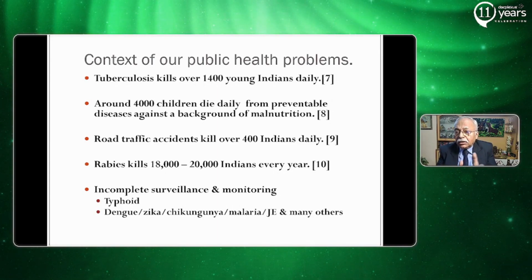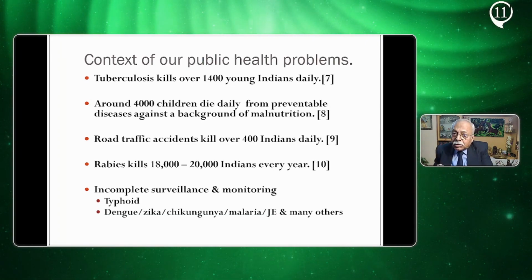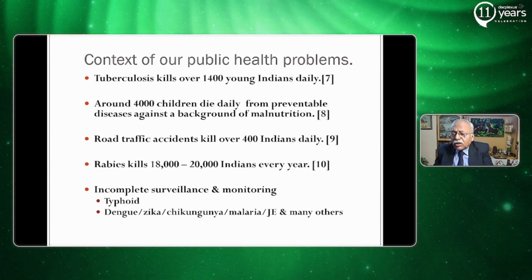Tuberculosis kills 1,400, and a few months back, there was a shortage of anti-TB drugs in government supply. So, aren't we neglecting our own problems? For 3, 4 months, no drugs were available. Aren't we giving rise to extremely drug resistant tuberculosis? So these are our priorities. Then 4,000 children die from preventable disease against a background of malnutrition, diarrhea, respiratory infections, and 30% of children below 5 are malnourished. So isn't it again a young life lost with many potential life years?